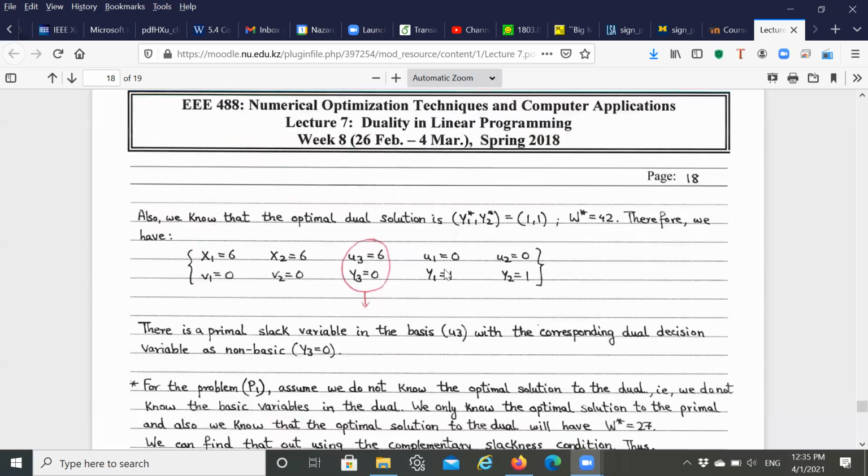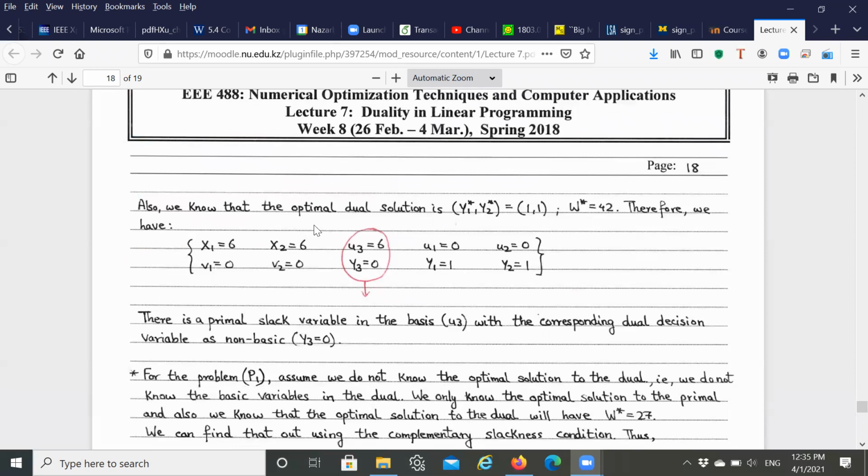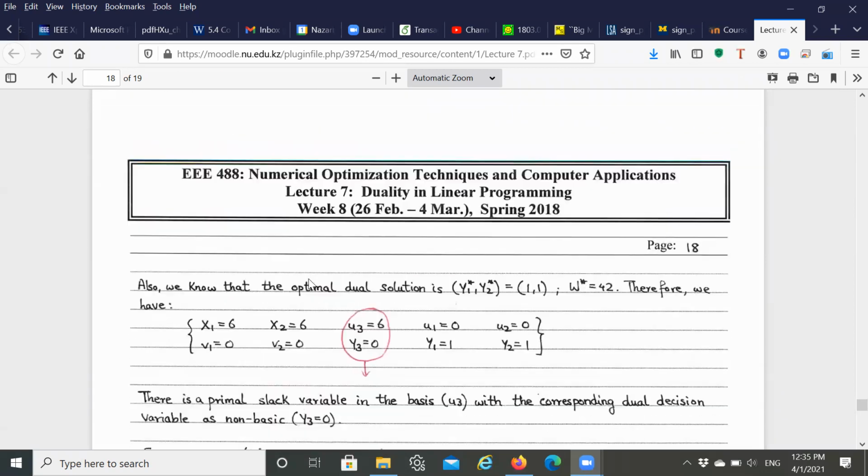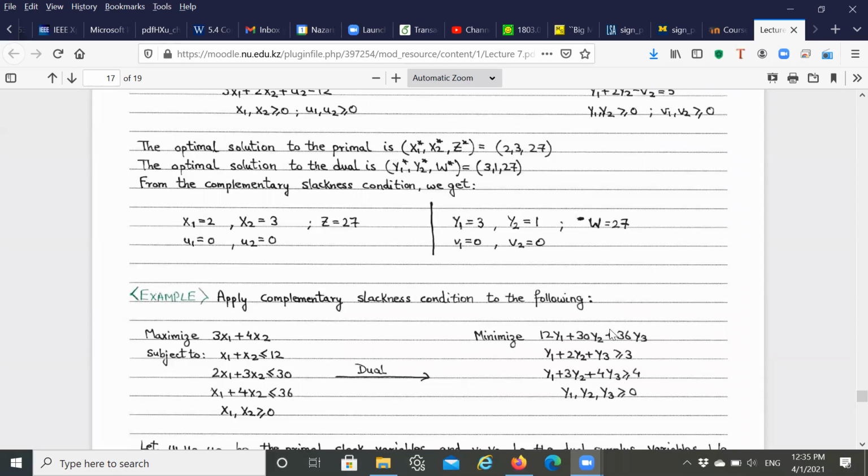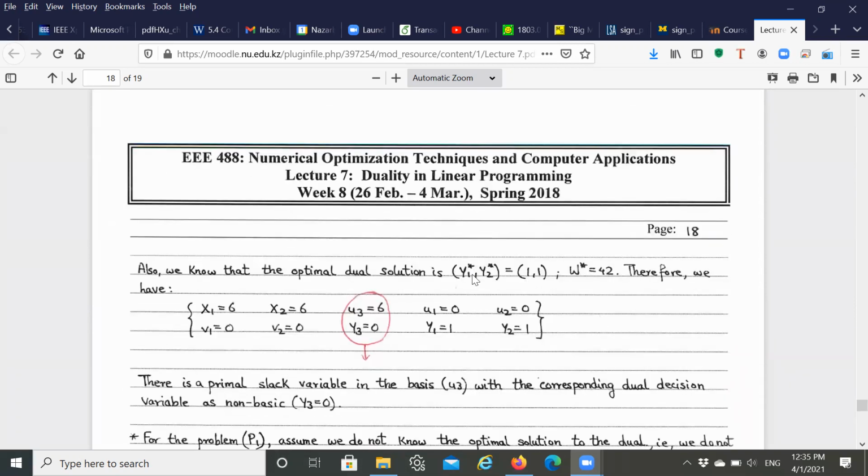Okay. Now, also we know that the optimal solution, if you convert it into the dual and solve the dual, you'll see that the optimal solution would be at y1, y2 equal to 1, 1.